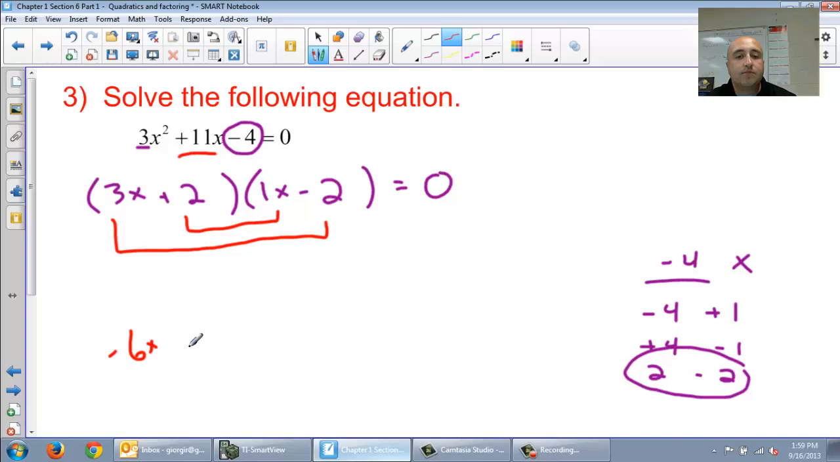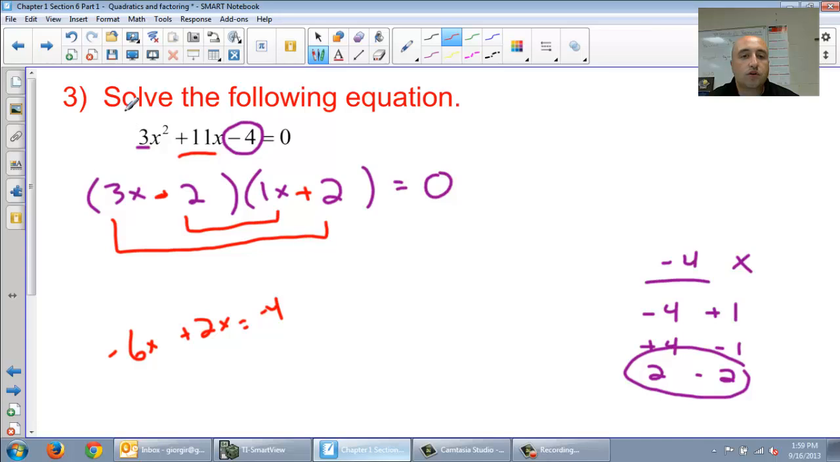And then 2 times 1 is positive 2x. Is negative 6 plus 2x positive 11? You should see that that is no, that's a negative 4. So if it does not work, you're going to have to try something different. So I'm going to put the negative 2 on the left, and now I'm going to try negative 2 on the left, and the positive 2 on the right.